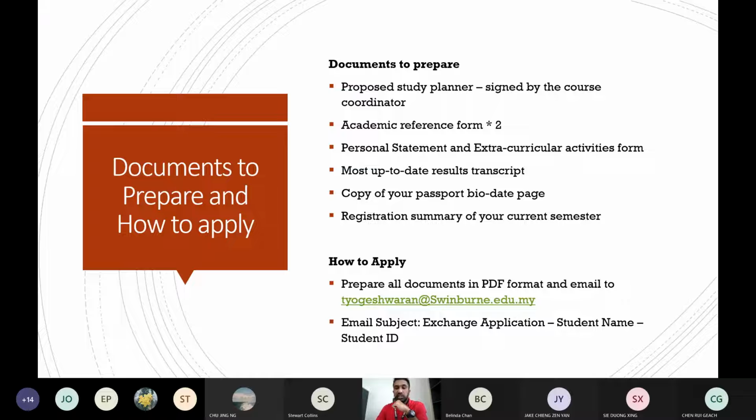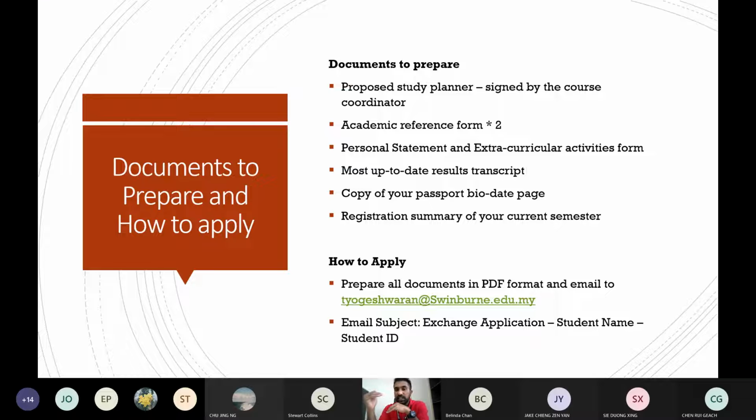So what you need to prepare for the exchange application: some of these documents are available on the website where you have to download them. For example, the proposed study planner, academic reference form, and your personal statement and extracurricular activity form. So these 3 documents are available on the website. You'll be able to download them. If you're not sure where to find them, you can just drop me an email. The email address given here is my email, and I can share the link where you can download them.